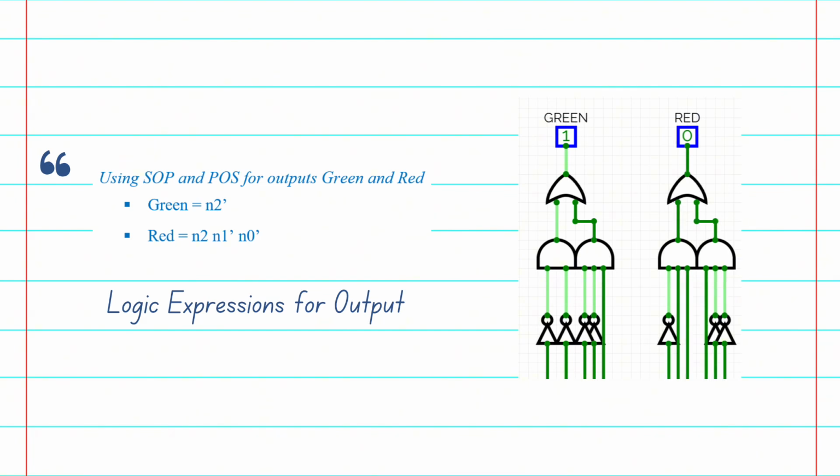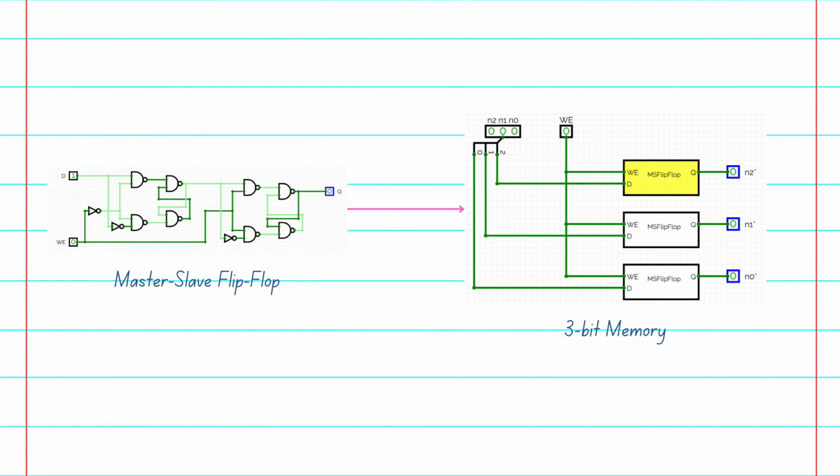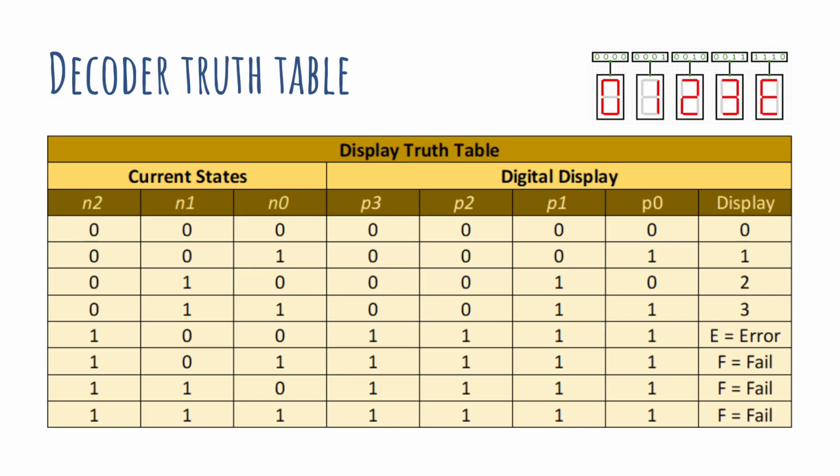Here are the logic expressions for outputs green and red, as well as the circuit implementation on CircuitVerse of these 2 outputs. Next is the creation of the master-slave flip-flop, and since the flip-flop only accounts for 1 bit, I use 3 master-slave flip-flops to create a 3-bit memory in order to store the states. Lastly is the decoder truth table.